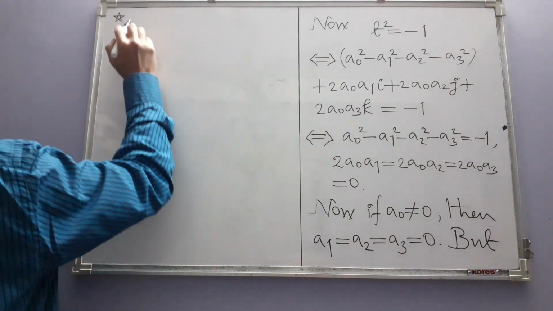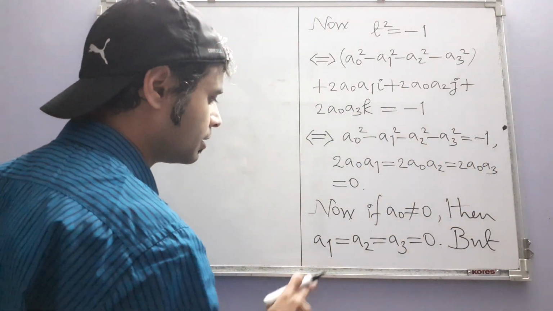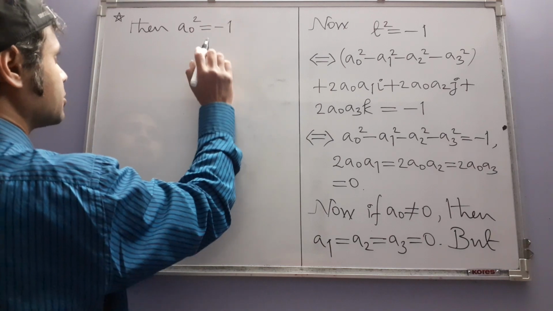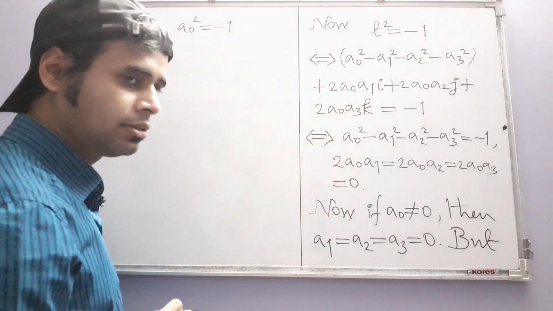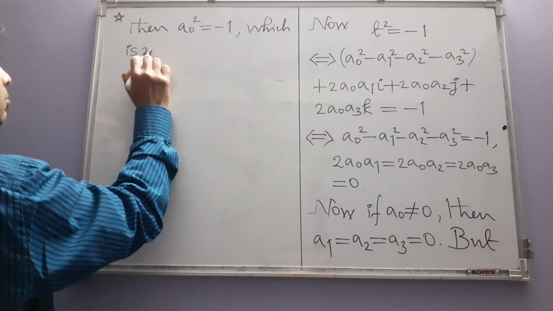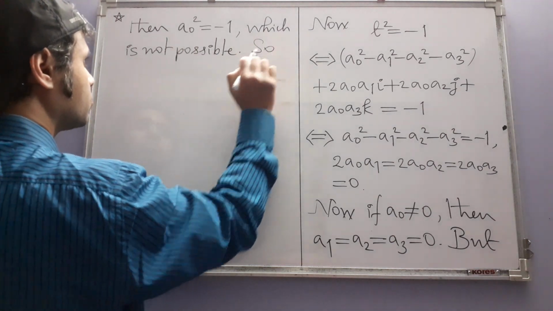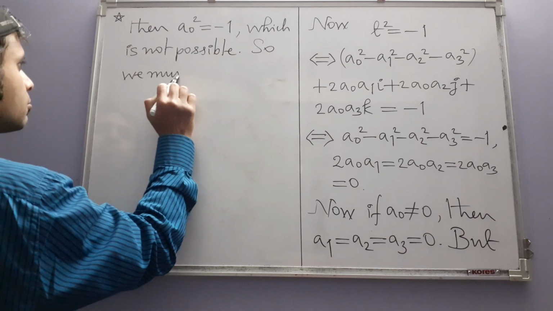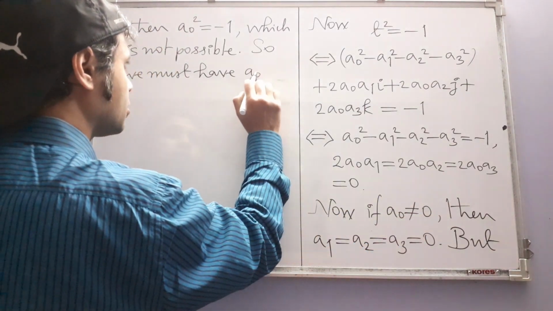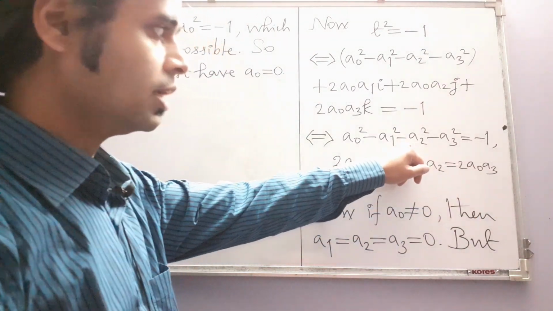But then, what happens to this first equation? If a1, a2 and a3 are 0, then we are getting a0 square is equal to minus 1. This, however, is not possible for a real number a0. So that means this cannot be the case. a0 has to be equal to 0. But then you do not get anything from these equations, but you do get something from this equation.